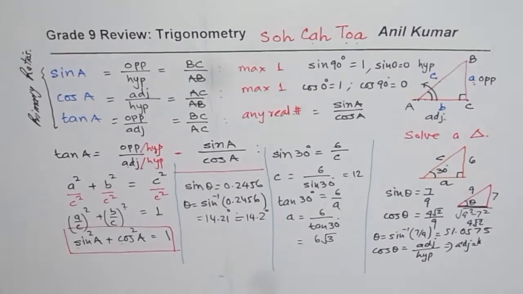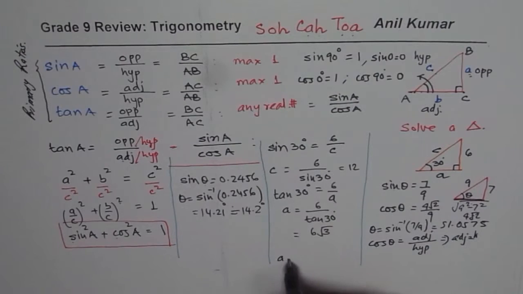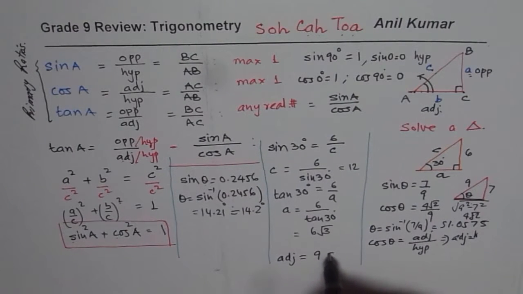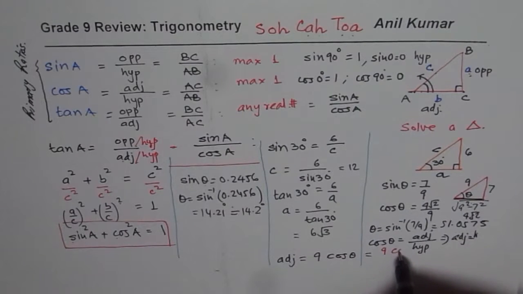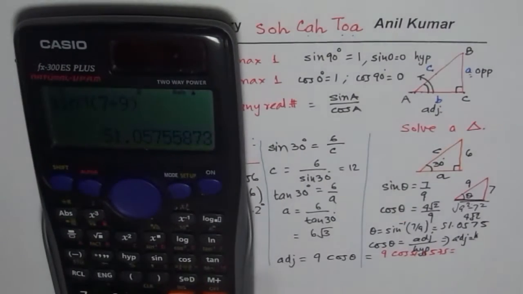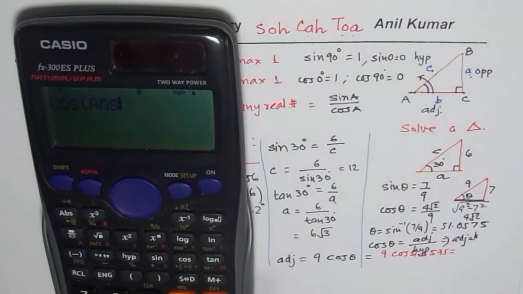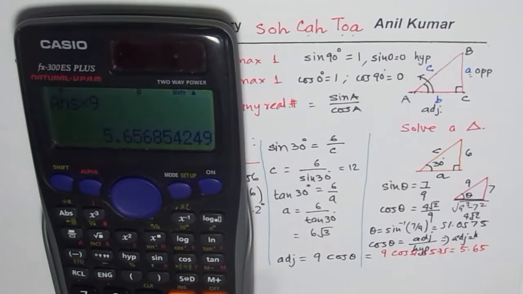Let me push the page a bit and do it here. So the adjacent side equals 9 times cos of theta. And for us, theta is 51.0575. Let's use the calculator. I already have the angle, so I'll say cos of the answer, times 9 equals, and we get 5.65.